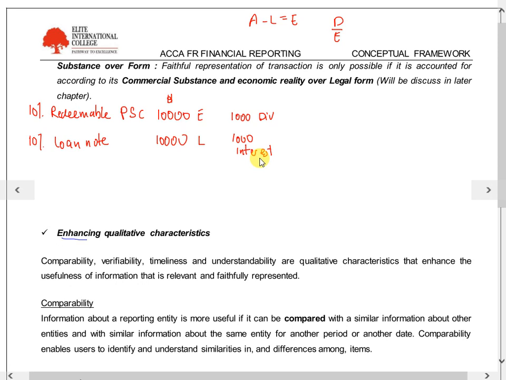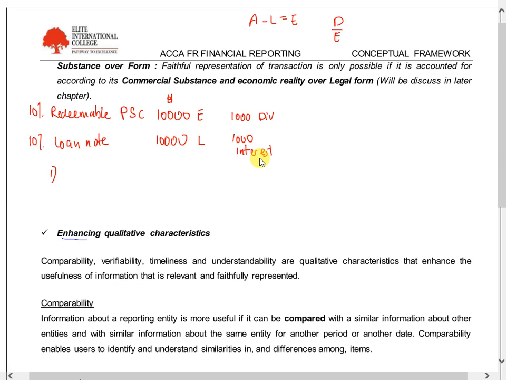So if you are the company, you need 10,000. You can issue a loan note, or you can issue preference share 10, and we're going to pay 1,000. Of course, most of us will go for equity because it's going to improve our gearing. Now, by applying substance over form, we have three similar characteristics here. Redeemable can also be irredeemable. Redeemable means today I issue preference share, I redeem it later. Irredeemable means once issued it cannot be redeemed. So the keyword is redeemable.